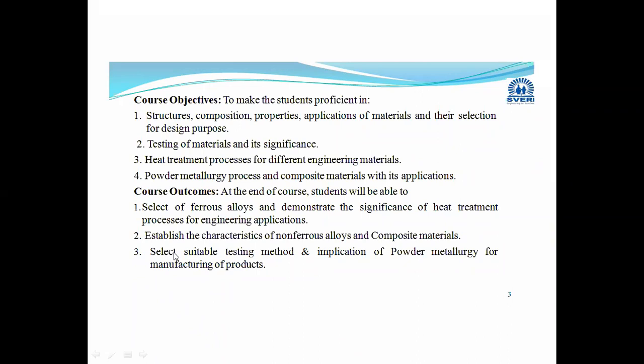Okay, these are the first two outcomes, and the third outcome will be that you will be able to select the proper heat treatment process, and after that you will be able to find out the suitable testing method to determine the proper properties, and the concept of powder metallurgy for manufacturing the products. So these are our course objectives and course outcomes for this particular metallurgy subject.